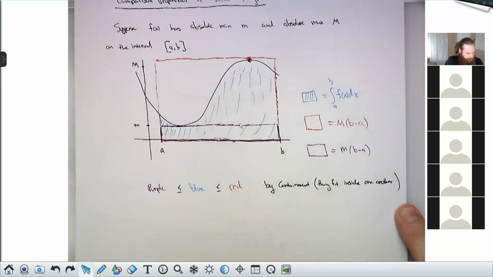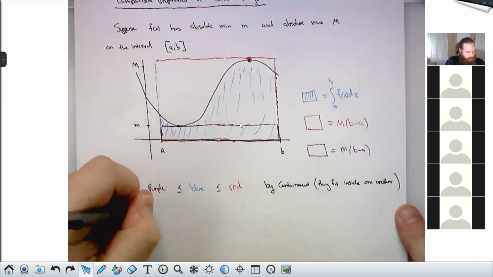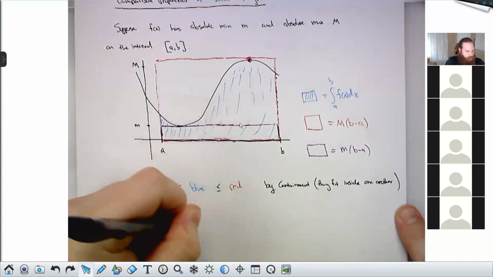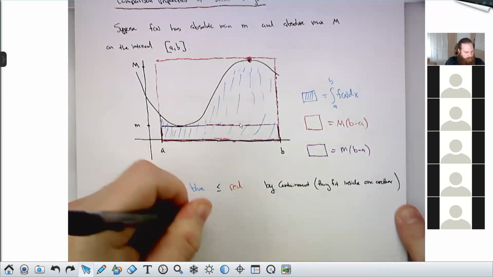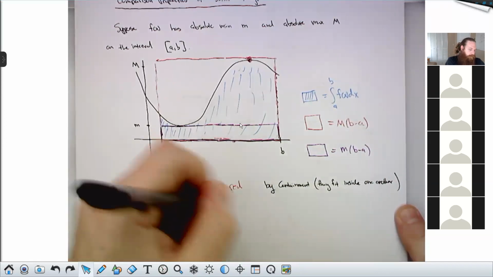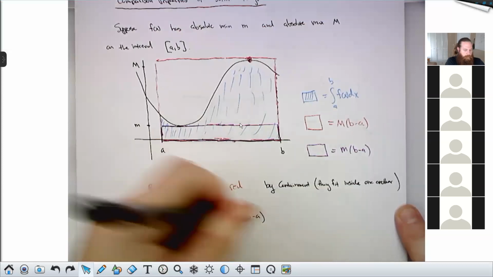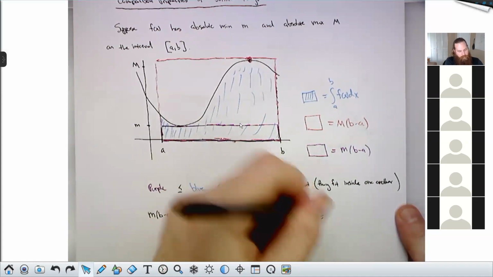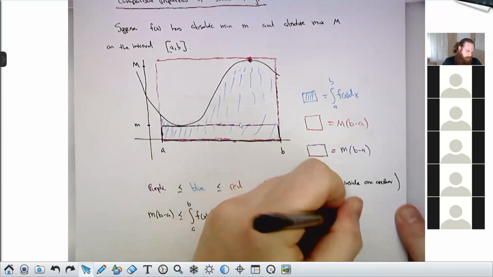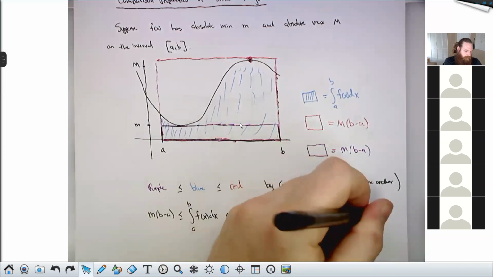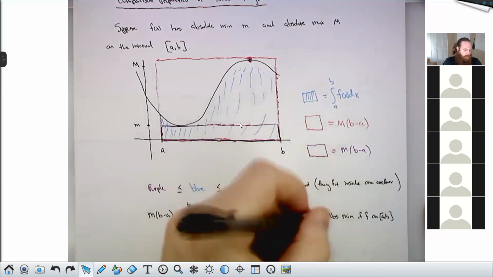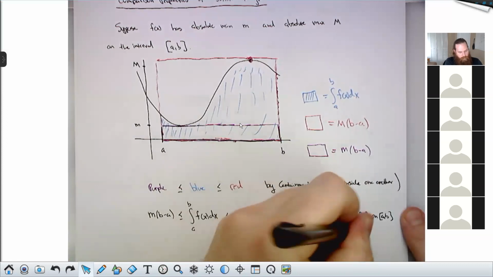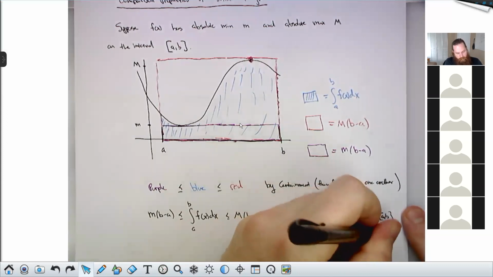What this means is that little m times b minus a is always less than or equal to the integral from a to b of f of x dx, which is always less than or equal to capital M times b minus a, where little m is the absolute min of f on [a, b], and capital M is the absolute max of f on [a, b].